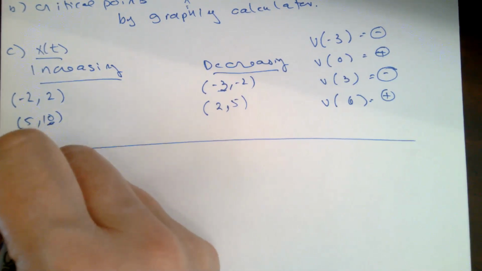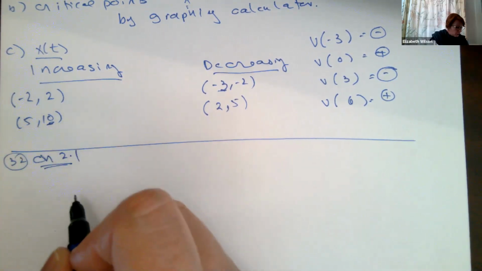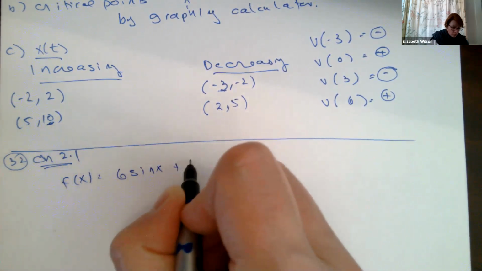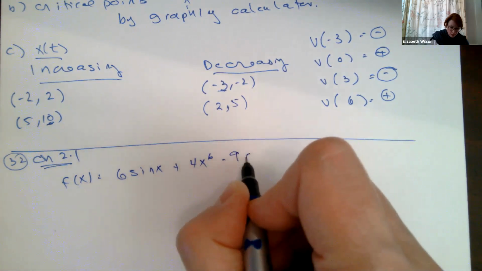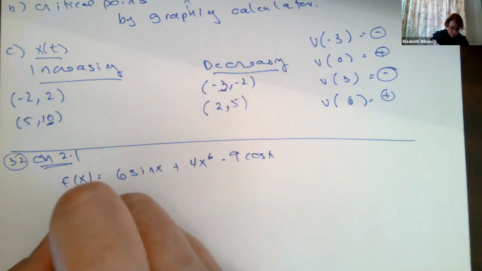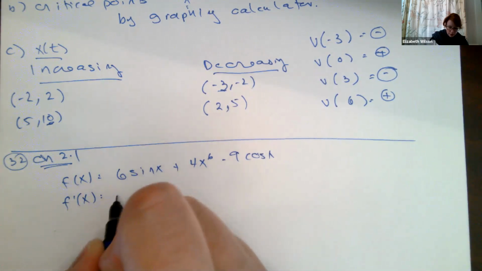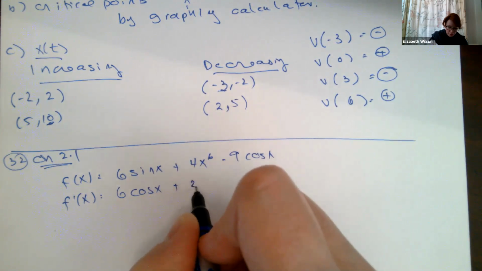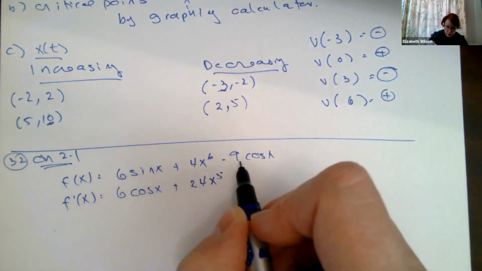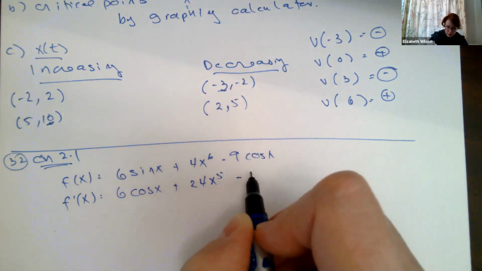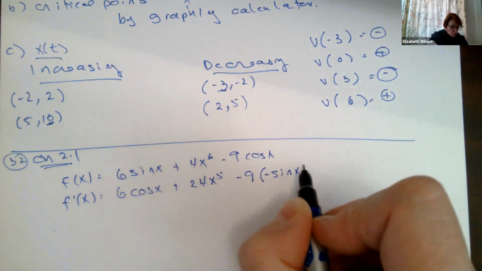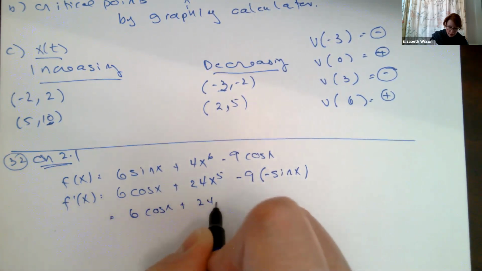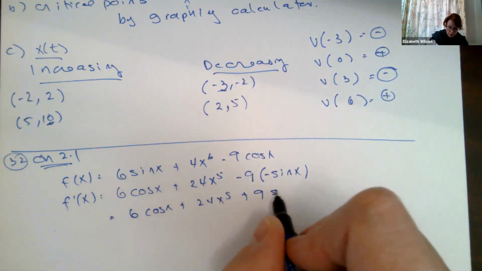Okay, so this was chapter 2.1, question 32. We're given f of x equals 6 sine of x plus 4x to the 6 minus 9 cosine of x, and I'm taking the derivative in pieces. So 6 times cosine of x. This is my product rule, so this would be 24x to the 5th. And this is going to be minus 9 times a minus sine of x, so this becomes plus 9 sine of x. So our derivative is 6 cosine of x plus 24x to the 5th plus 9 sine of x.